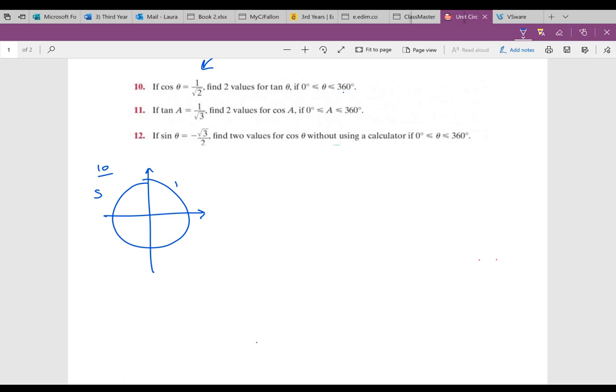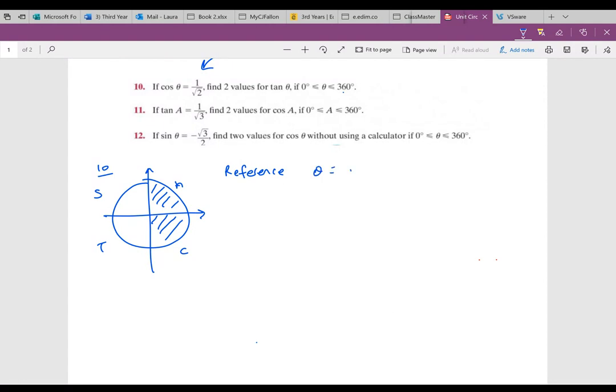Okay, so if I'm looking at CAST, cos is positive in this one because they're all positive, and cos is positive in this one. So I'm looking for cos theta is equal to 1 over root 2. So I want the reference angle. And yesterday I kind of said in the notes that for the reference angle, you're always taking the positive regardless.